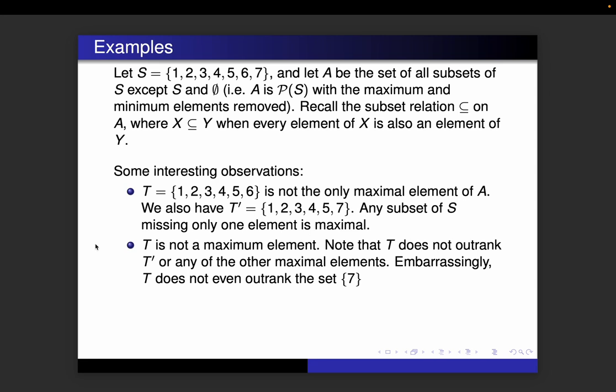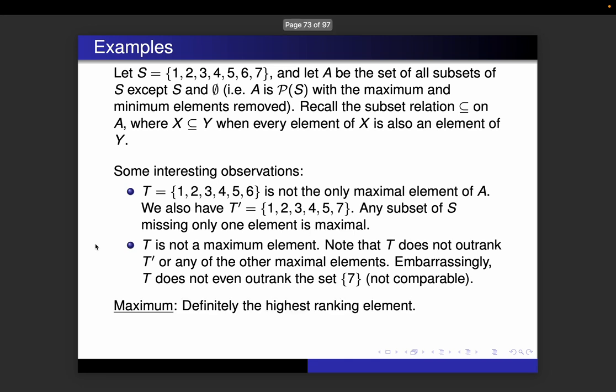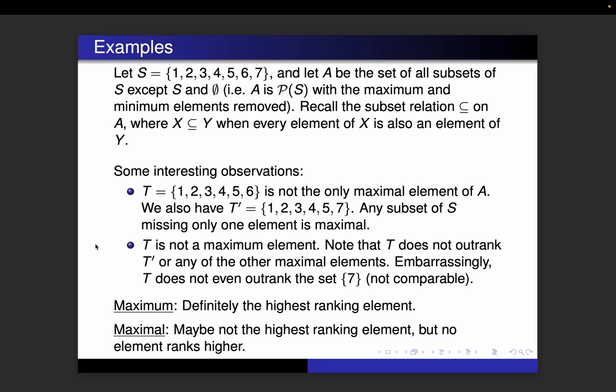Almost embarrassingly, if you just took the set containing 7, T does not outrank that. And the reason it does not rank that is because those two sets are not comparable. Remember, to be maximum, you have to outrank anybody. And to outrank everybody, you have to be comparable with every element. So, just to summarize, maximum means definitely the highest ranking element, you outrank everybody. Maximal means, well, maybe you're not the highest ranking element, maybe you are, but maybe you're not, but no other element ranks higher than you.